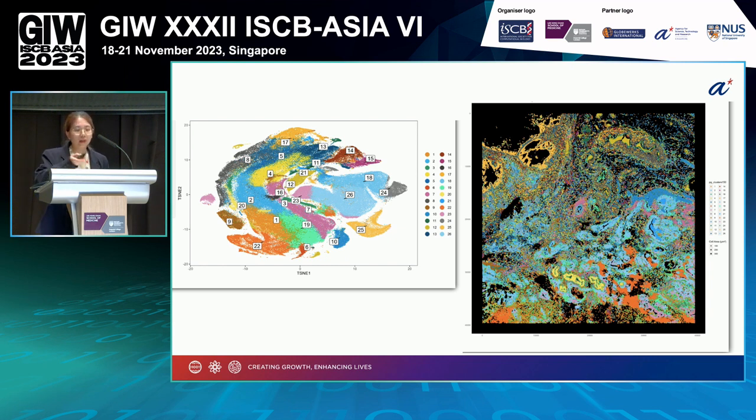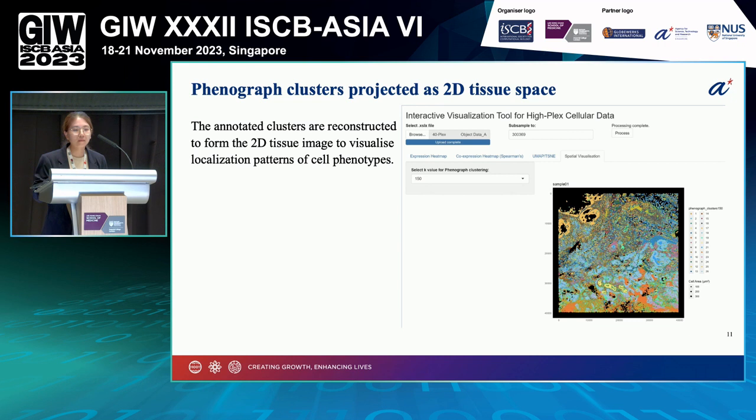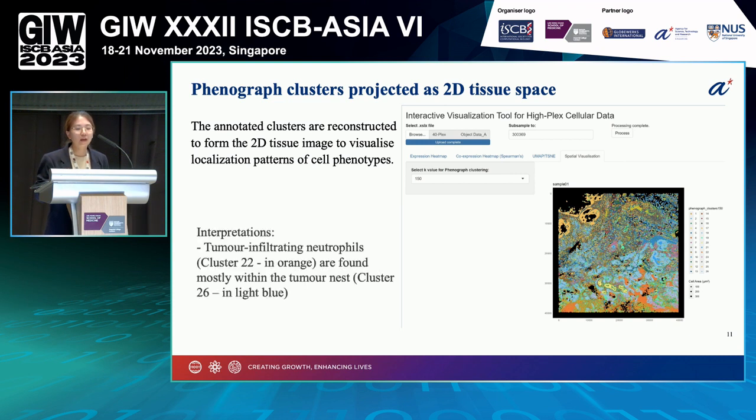What we do is take the different PhenoGraph clusters on the left, and then we plot them back into the 2D tissue space. The image on the right shows how the real tissue sample looks. The annotated clusters are reconstructed to form the 2D tissue image to visualize localization patterns of cell phenotypes. For this particular sample, we found that the tumor infiltrating neutrophils, which is cluster 22 in orange right here, are found within the tumor nest, which is cluster 26 in light blue. Here, all these blue areas.